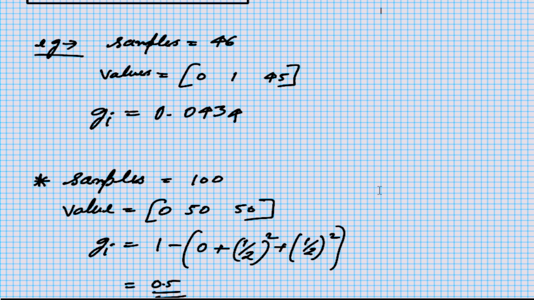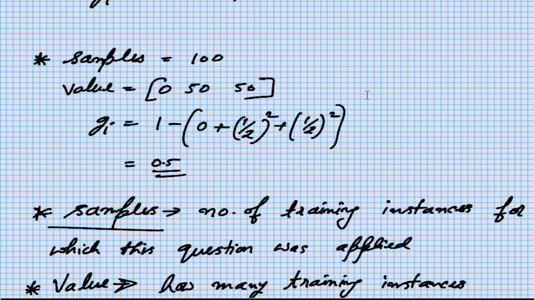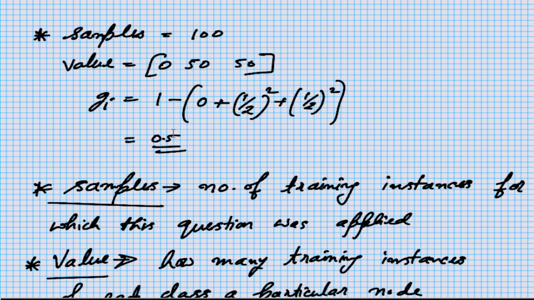Just check some other examples. Here the samples equal 46, and the values were given in this fashion: 0, 1, and 45. If you calculate the Gini score, this comes to be 0.0434. After that, the sample values change to 100, with 0, 50, 50. Now you see the Gini score comes to be 0.5.